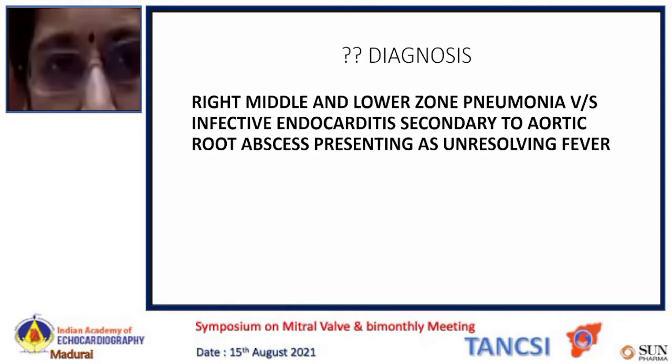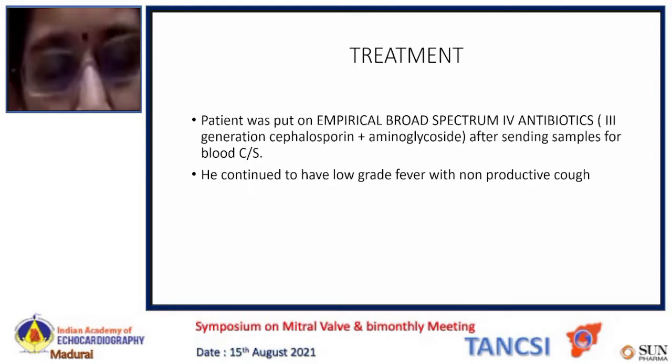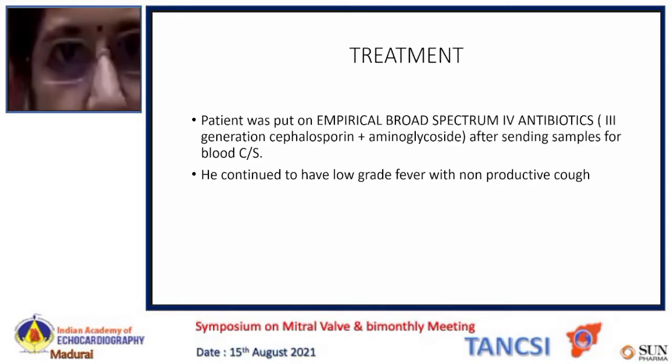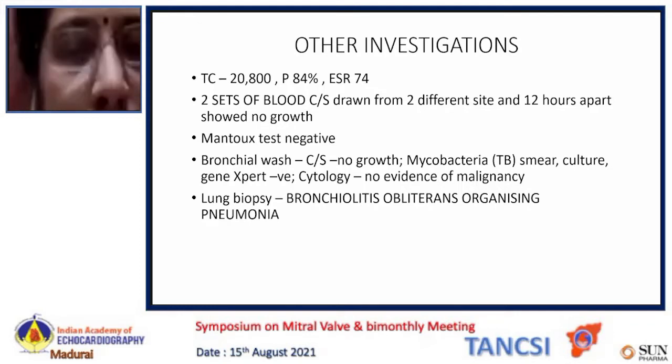The patient was started on empirical broad spectrum IV antibiotics, third generation cephalosporin and aminoglycoside, after sending samples for blood culture, but he continued to have low grade fever with non-productive cough. Other investigations: total counts were elevated, 20,800, with polymorph predominance, 84%. Both sets of blood culture, drawn from 2 different sites and 12 hours apart, showed no growth, and Mantoux test was negative.